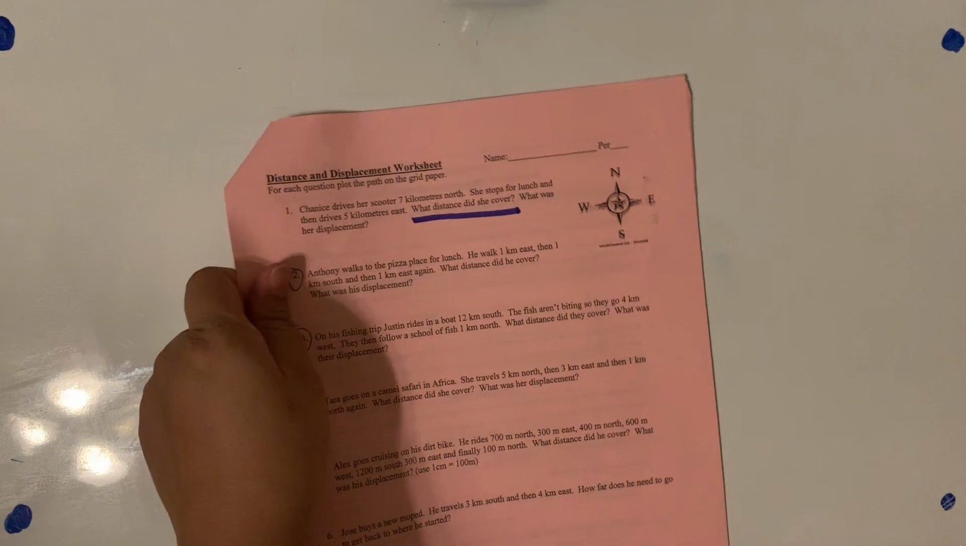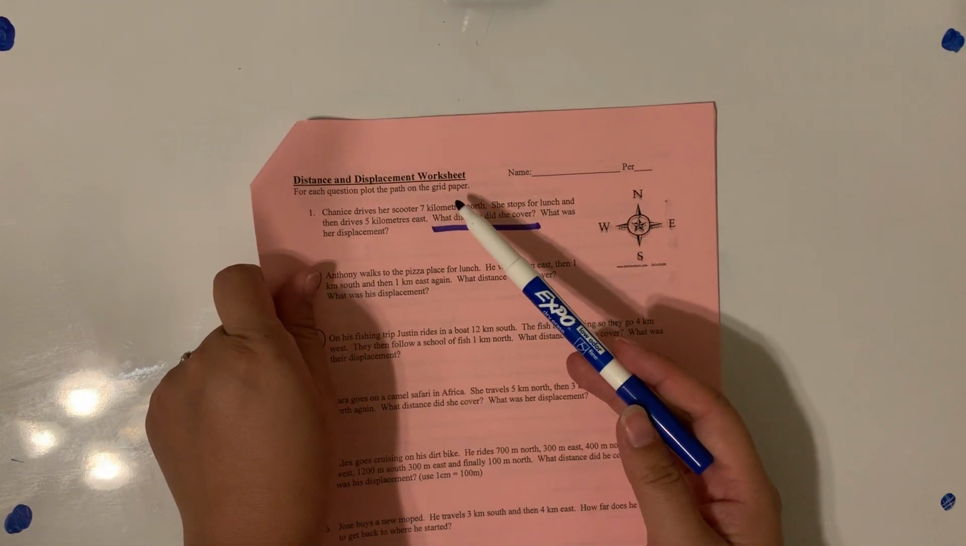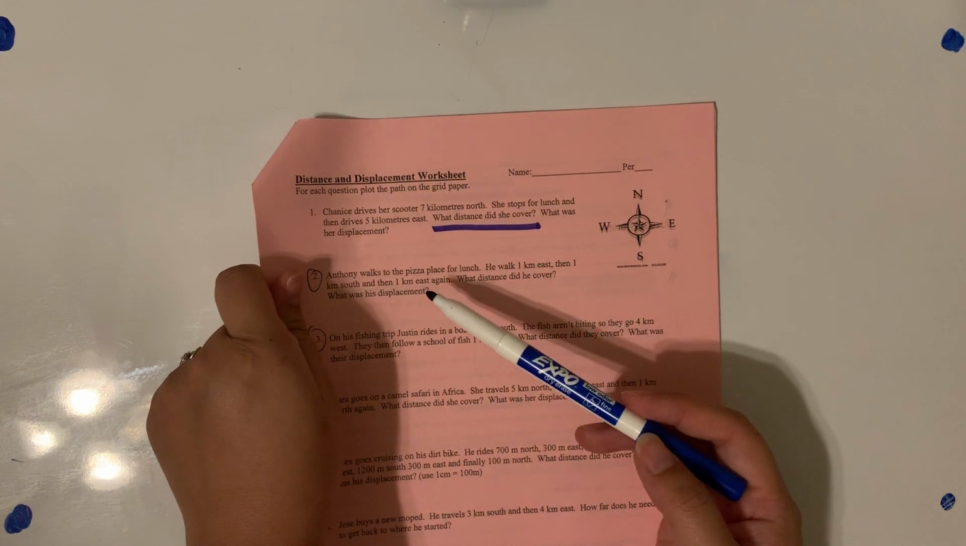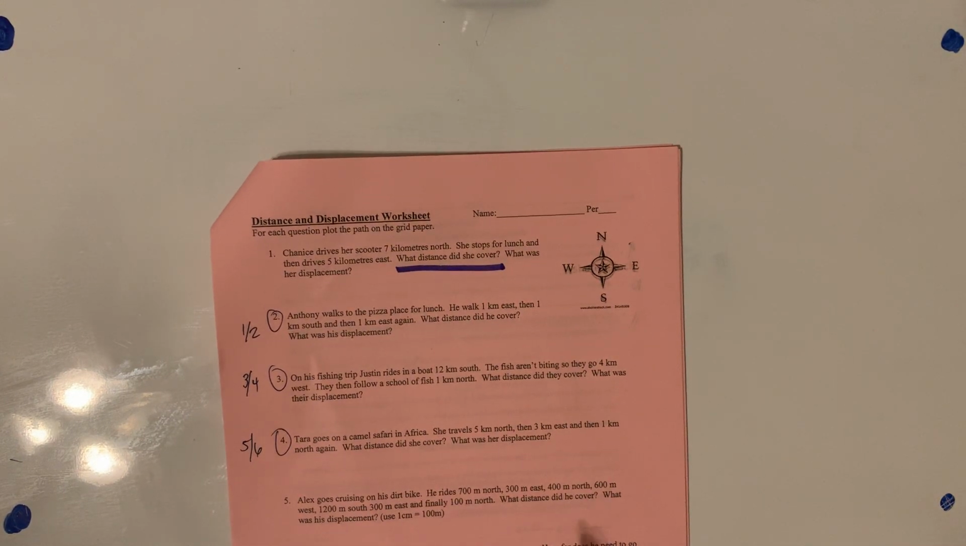So this is what we're gonna do. We're gonna work on this worksheet, okay, the distance and displacement worksheet. We're gonna do number 2, 3, and 4. All right, so number 2. Anthony walks to the pizza place for lunch. He walks 1 kilometer east, then 1 kilometer south, and then 1 kilometer east again. What was his distance and what was his displacement?